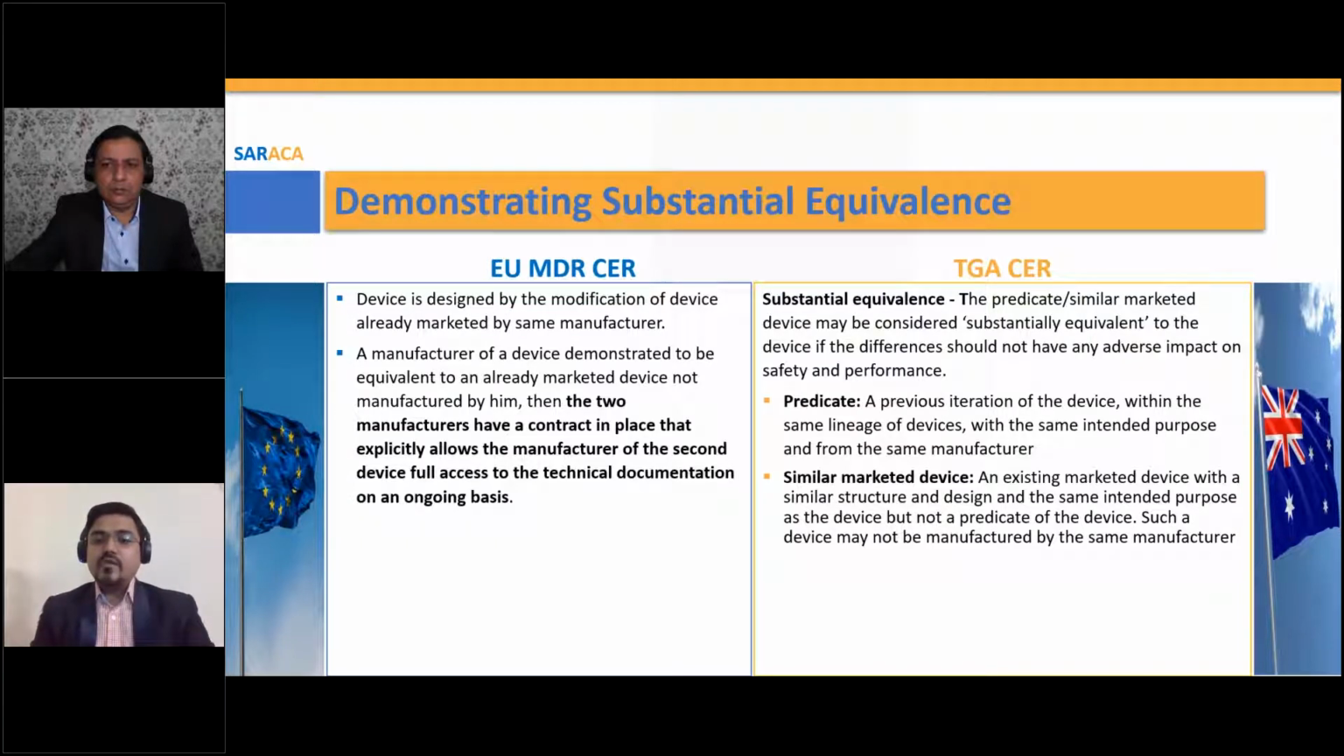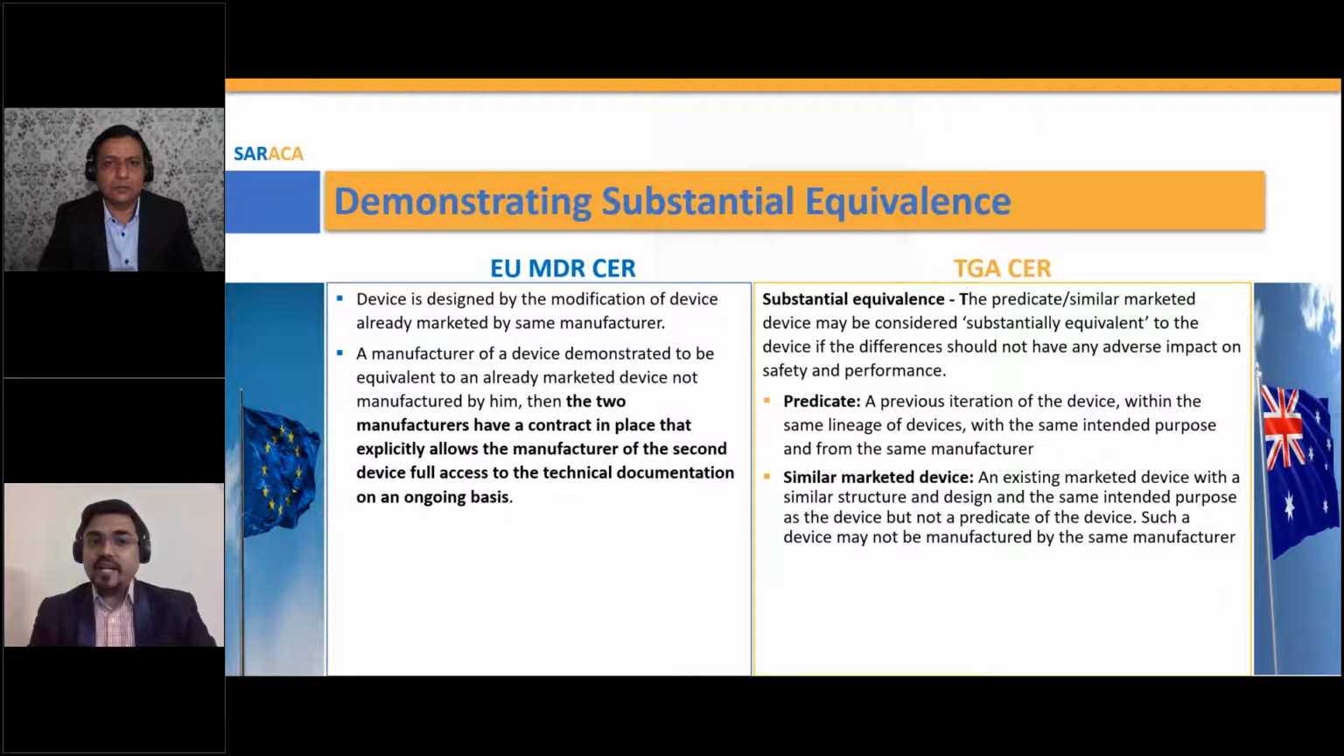For the TGA, you can take any existing marketed device from around the world. If any device is marketed around the world, you can take that device. If that device's clinical indication is the same and you can demonstrate biological and technical equivalence, then you can take that similar marketed device as a substantial equivalence for your subject device. But in the MDR, you cannot do this.